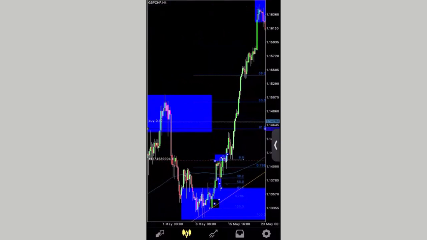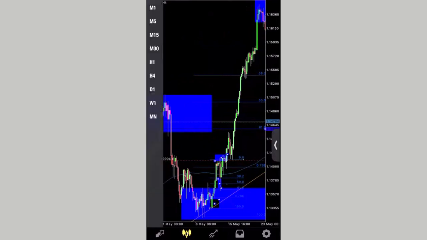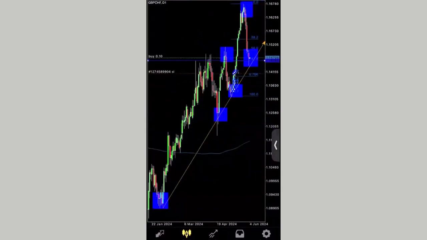It's just going to be a lot of noise. You know what I mean? It's a lot of noise. But if I was looking at the daily, I can see perfect structure where I can draw my Fibonacci.